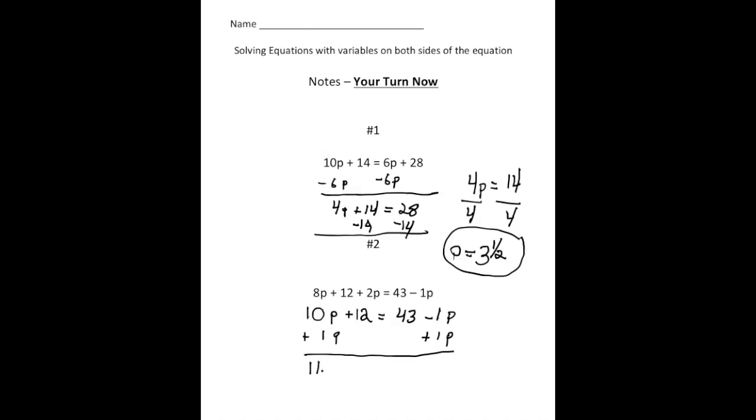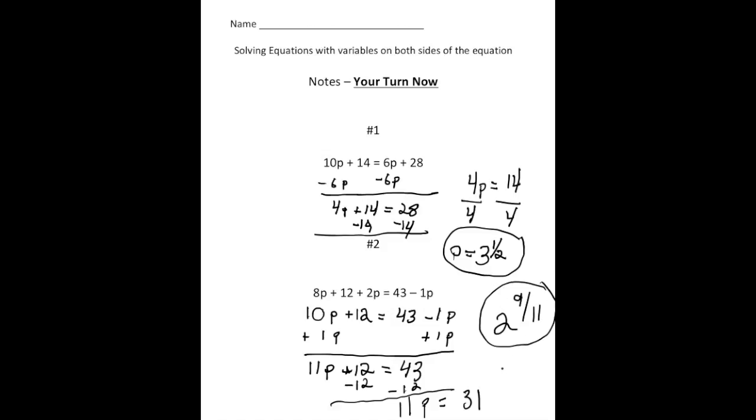So now we get 11p plus 12, that's a plus, equals 43. And now it's just solving a two-step equation, right? So I'm going to take away 12 from both sides. So we get 11p equals 31. And then I have to divide both sides by 11, right? So when I do that, let's see, 31 divided by 11 is going to be 2 with 9 left over. So it'll be 2 and 9/11ths.